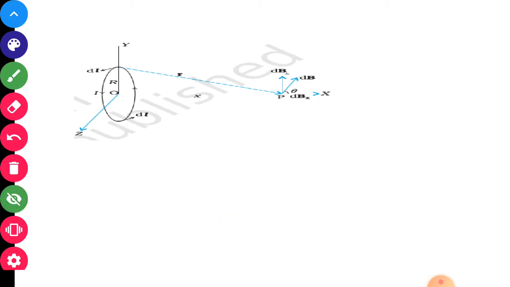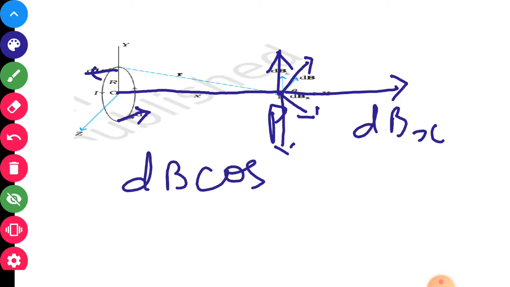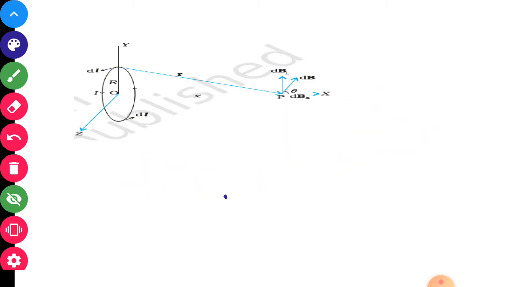This is the distance x. This is dl which is producing dB on this side. Only dBx components contribute towards the magnetic field at point P. The dB perpendicular components are cancelled out, and dBx is nothing but dB cos theta.